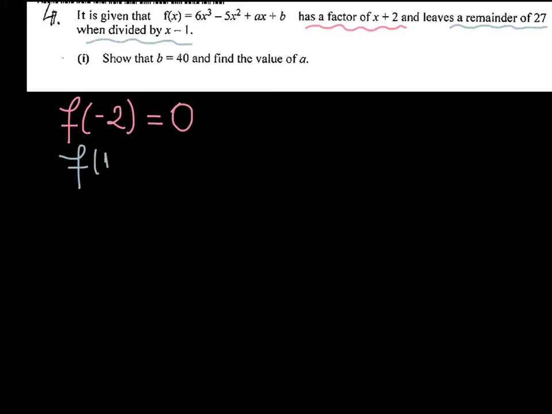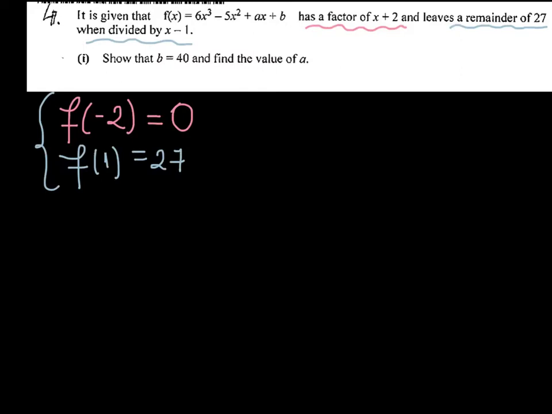So, if f of x has a factor of x plus 2, it means that f of minus 2, remember, is the remainder when the polynomial is divided by x plus 2. So the remainder must be 0. And the same f leaves a remainder of 27 when divided by x minus 1. So f of 1 must be 27. You have two equations with two unknowns, a and b. So you can solve the simultaneous equations.